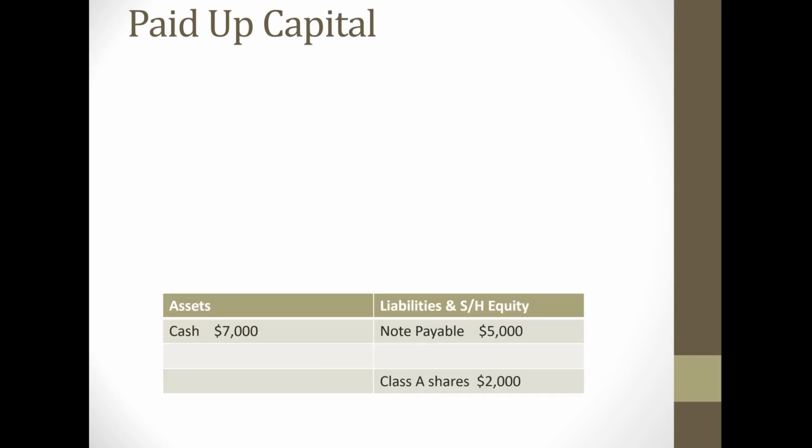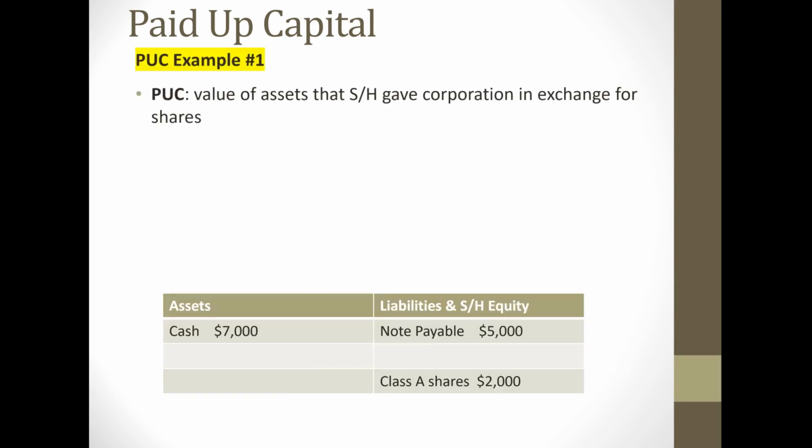So moving on to the next slide, let's go through example number 1. Remember, PUC is the value of the assets that the shareholder gave to the corporation in exchange for shares. So let's say Zoom Corporation issues 1,000 Class A shares to Frank for $2,000.